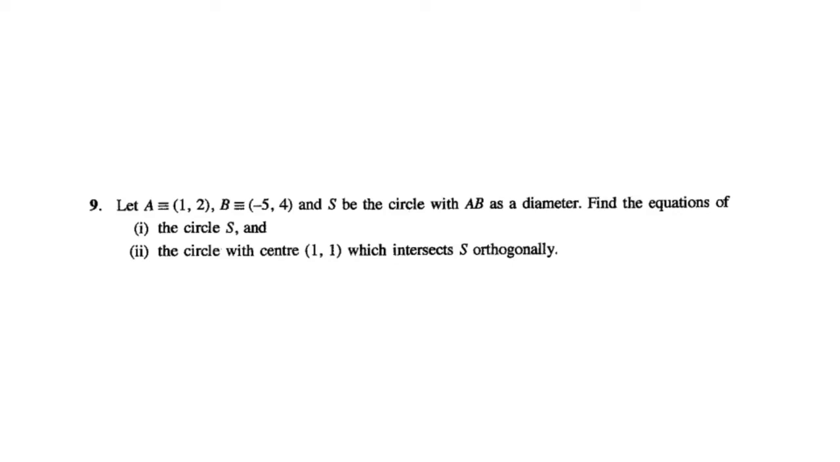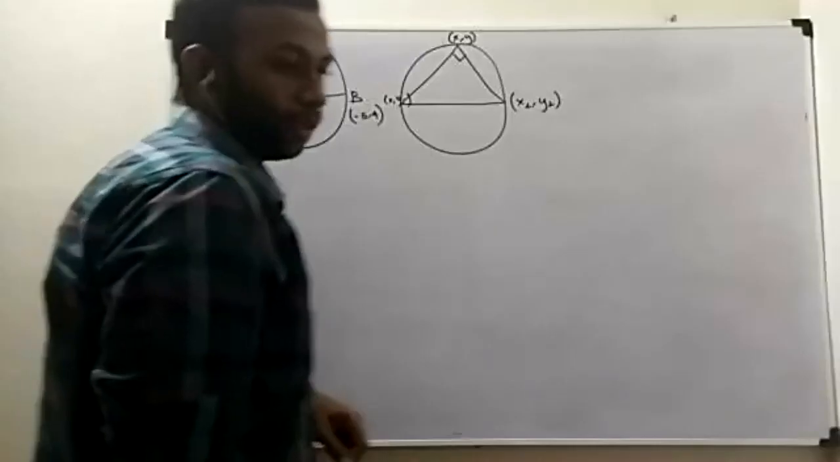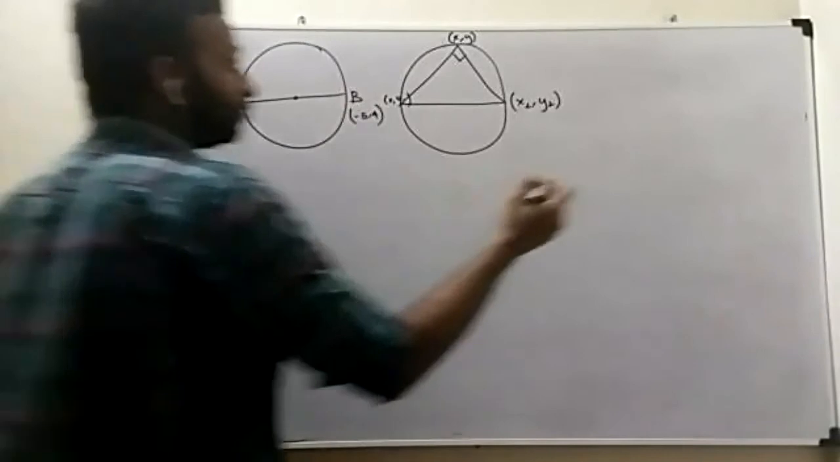There's a theory for this. If you have been given two points on the diameter of a circle, let's call this (x1, y1) and let's call this point (x2, y2). If you remember from O-level, this is a semicircle angle. This is 90 degrees. So if you use this point as (x, y), the theory is you can write the equation of the circle in this format.